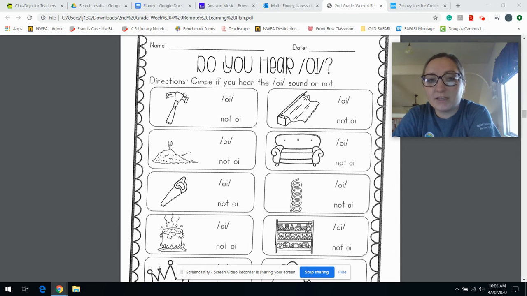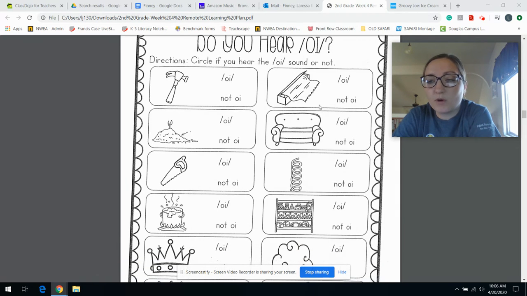So this first one, let's do one together. The first one we see is a hammer. Hammer. Do you hear the OI? Nope, no OI. So we would circle not OI. Let's do another one. Let's look at this one over here. We have foil. Foil. Do you hear the OI in foil? Yeah, we do. So we would circle OI up here.